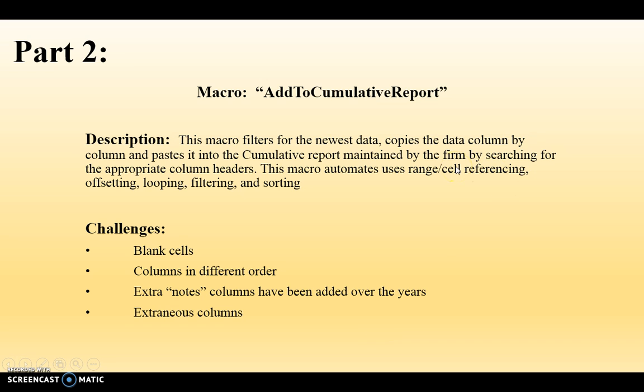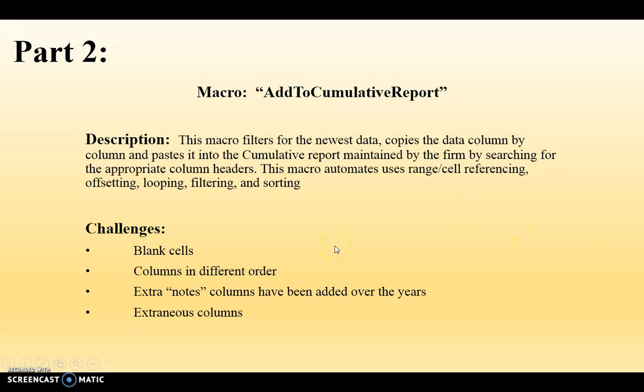So part two is to take that data after it's been checked and add it to our cumulative report. So the macro Add to Cumulative Report does exactly that. It does it by copying the data column by column and pasting it into the cumulative report by searching for header values. The macro automates using range cell referencing, offsetting, looping, filtering, and sorting.